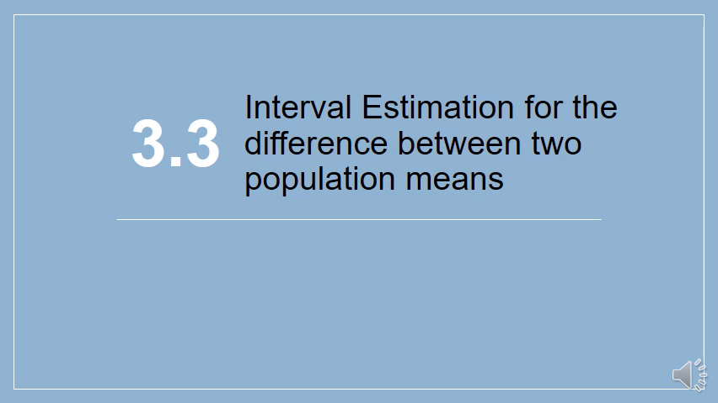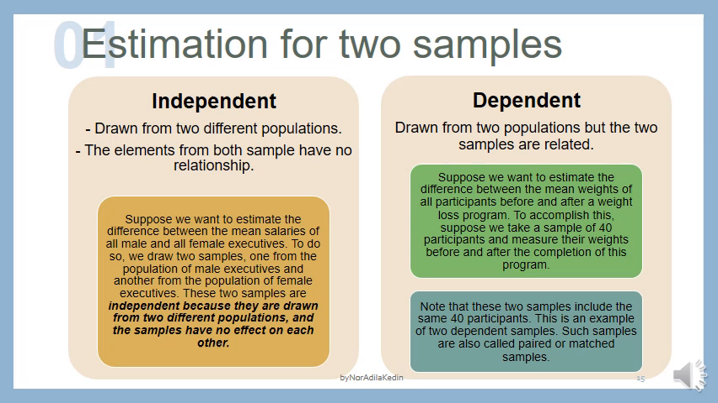For interval estimation, untuk the difference between two population mean. Okay, the difference between two population mean. Kita tengok macam mana nak buat. Two samples, kita ada two different situation. So you may have two independent sample or you may have two dependent sample. So apa beza dia? For two independent sample drawn from two different population.